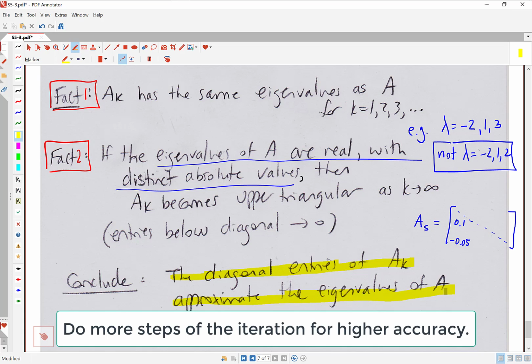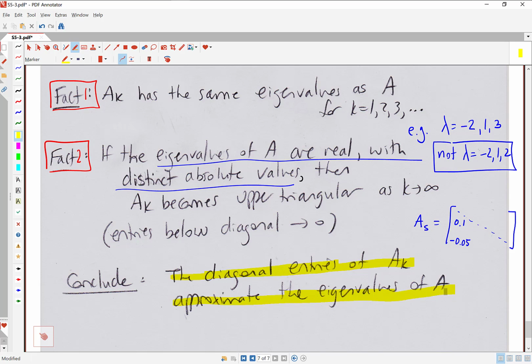So you may see this approximation method in some of your other courses. And this is why the QR factorization is typically covered in linear algebra.